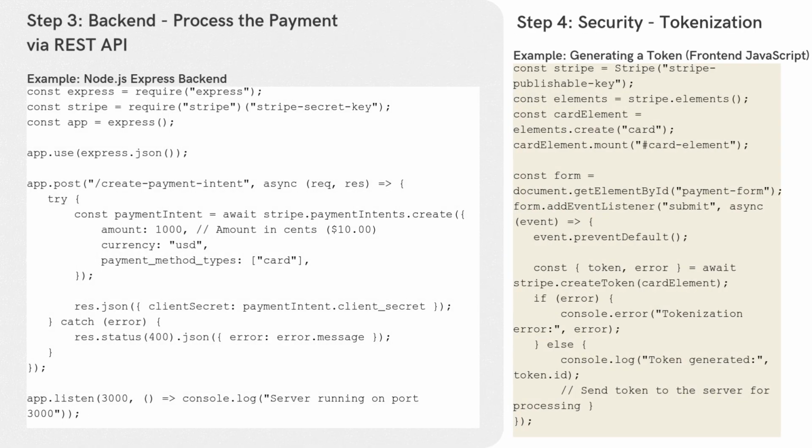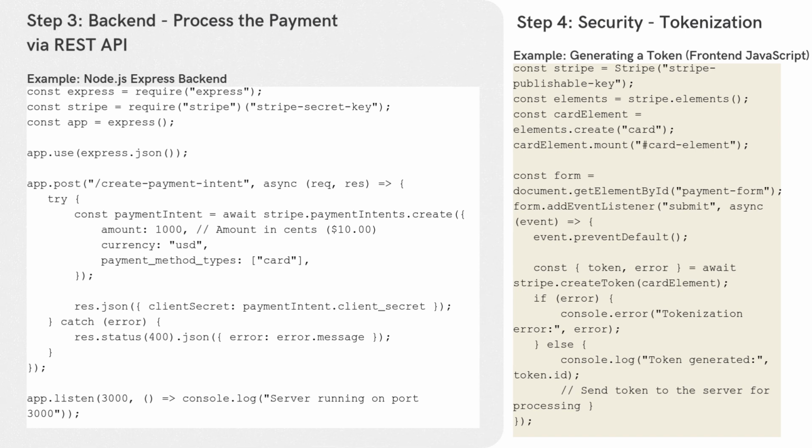Moving to the backend, in a Node.js Express backend, the first step is to install the necessary dependencies and initialize Stripe using the secret key. The server listens for payment requests from the front end and creates a payment intent.